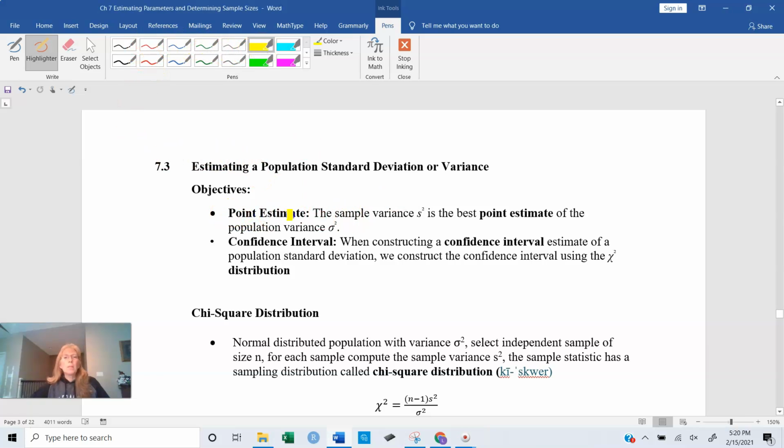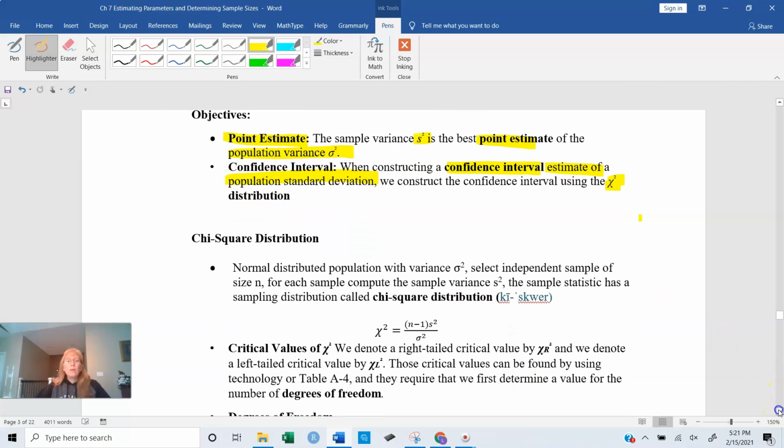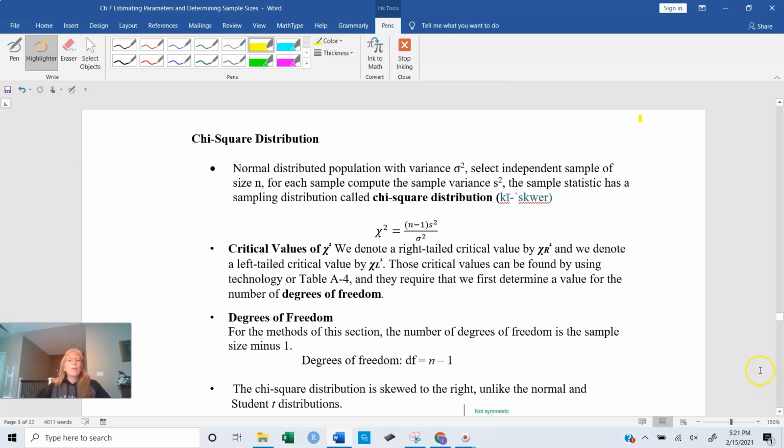The point estimate, okay, the s squared is the point estimator of the population variance. We will be doing a confidence interval, the estimate of the population standard deviation. We will be using chi-squared. Now, this one's a little different because it is not the middle. So we have to do a few things differently if we're doing it by hand.